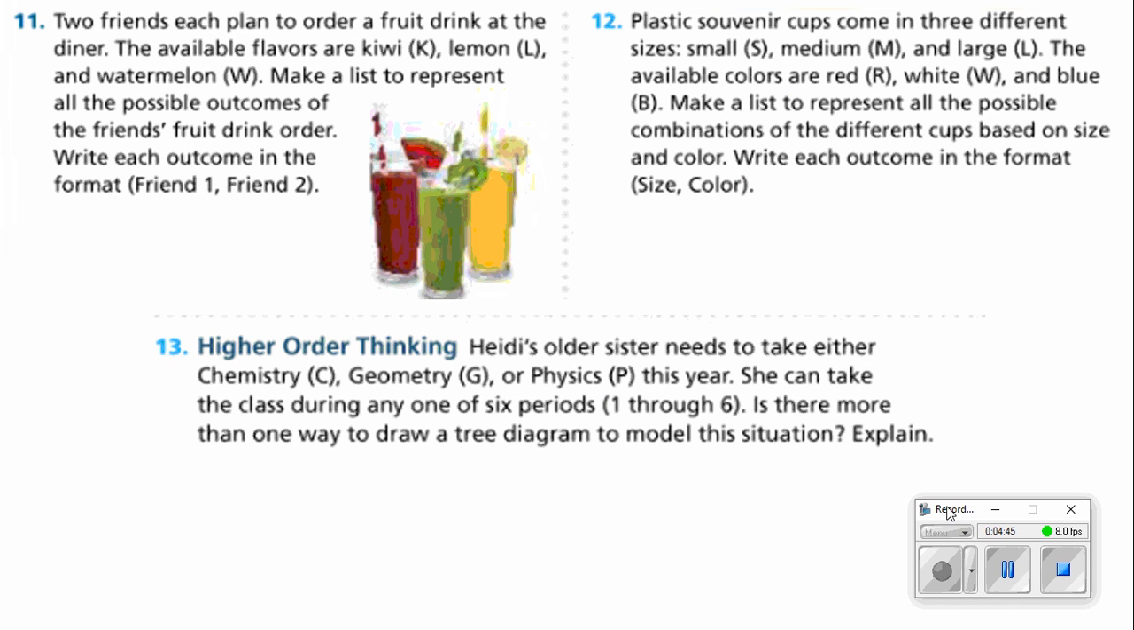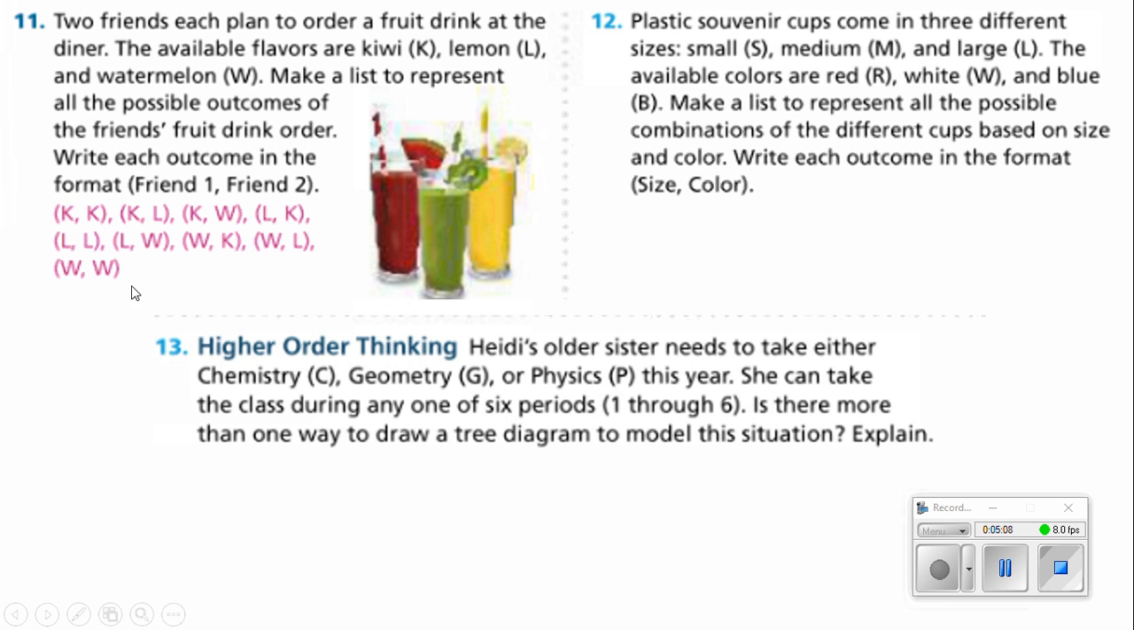Number 11 says, 2 friends each plan to order a fruit drink at the dinner. The available flavors are kiwi, lemon, and watermelon. Make a list to represent all the possible outcomes of the friends' fruit drink orders. Write each outcome in the format. Well, we could have kiwi and kiwi. Remember, there's two friends. They could both order kiwi. One could order kiwi and one could order lemon. One could order kiwi and one could order watermelon.